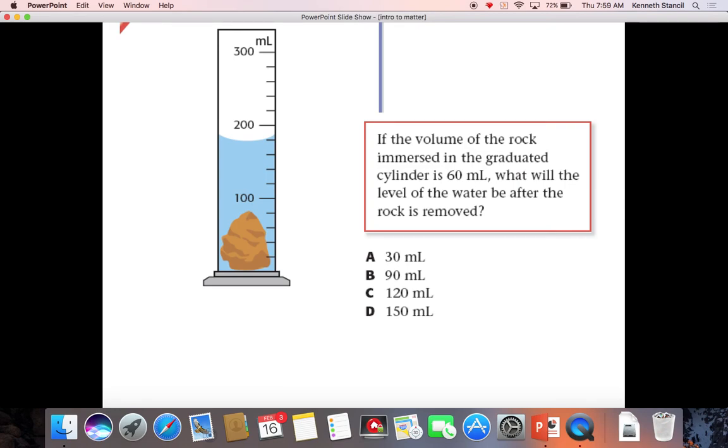Got it. So, I'm going to take my rock out. How much is my rock? 60 milliliters. So what is my water level going to be when I get done? 120. Okay? So my water level will drop down to 120 milliliters.